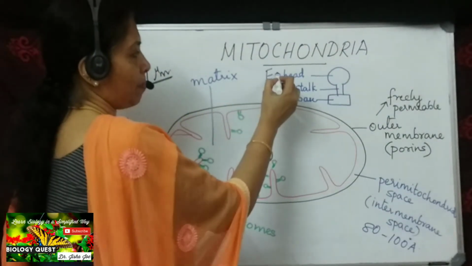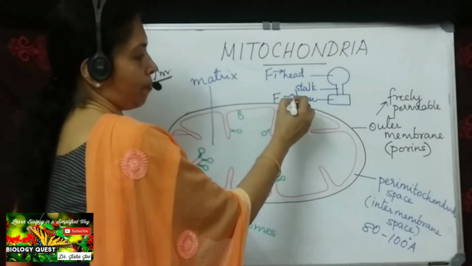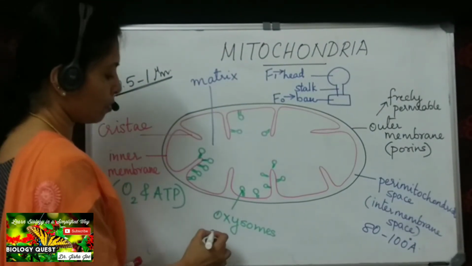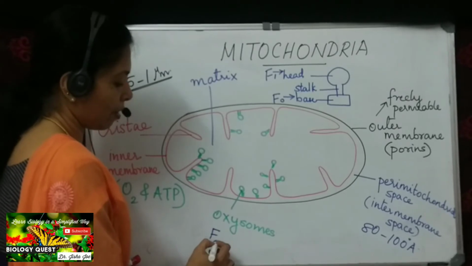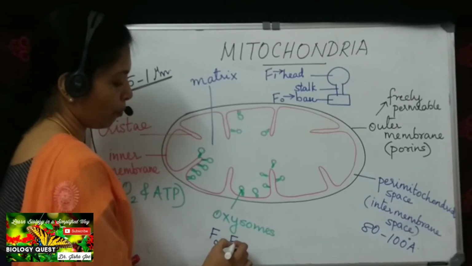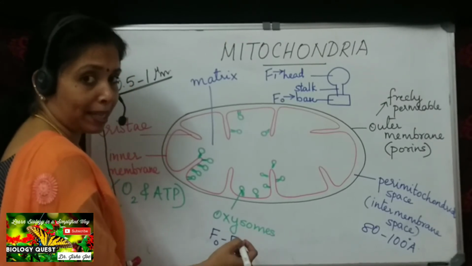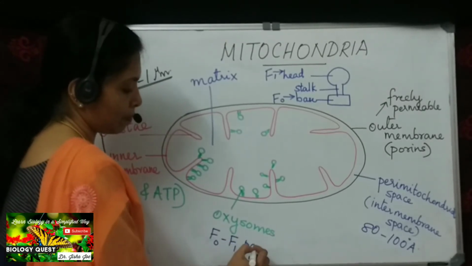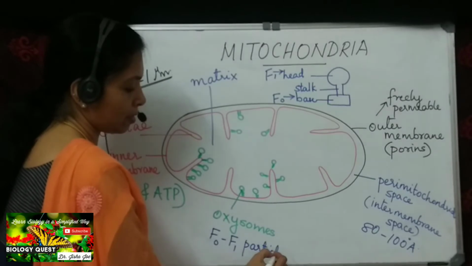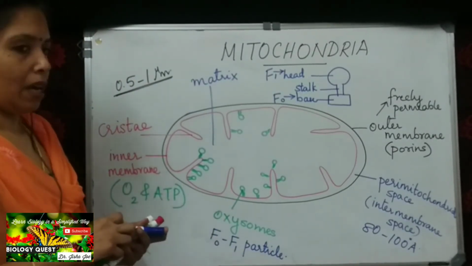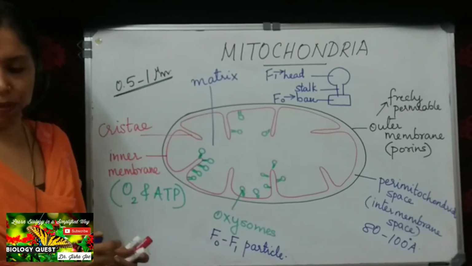F1 particle is the head and F0 particle is the base, and so oxysomes are also called the F0 F1 particle or F0 F1 ATPase. That is because they are concerned with the synthesis of ATP. So that is with regard to the oxysomes.